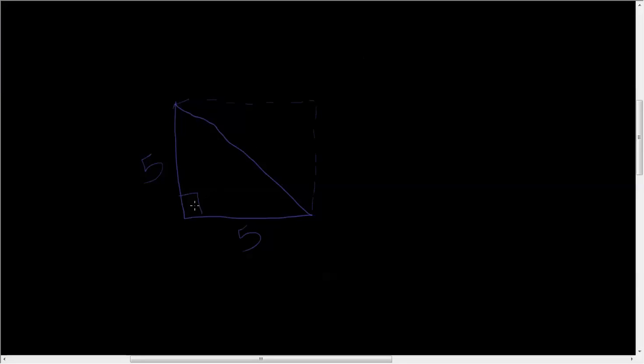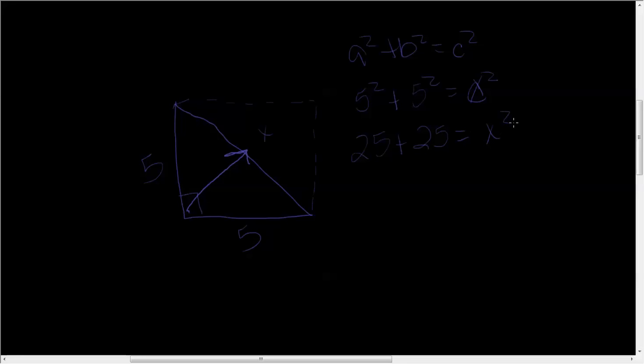Okay, my hypotenuse, long side, I don't know what it is. So, A squared plus B squared equals C squared. A is 5 squared, B is 5 squared, and I don't know what my hypotenuse is. We call it C squared, we can call it X squared. It doesn't matter. 5 squared is 25, 5 squared is 25. Add those together, you get 50.